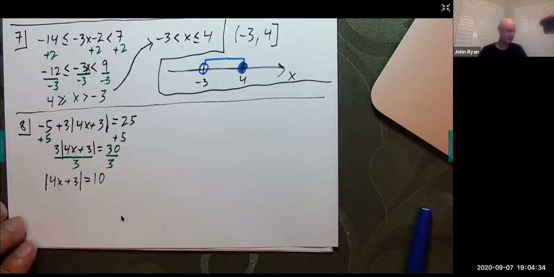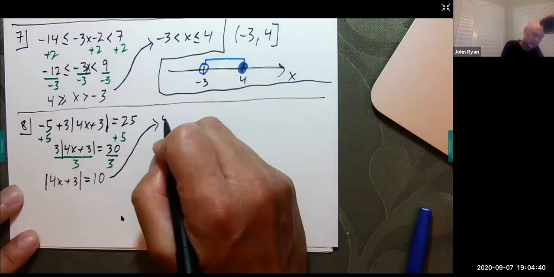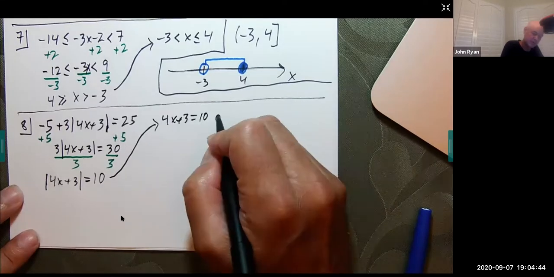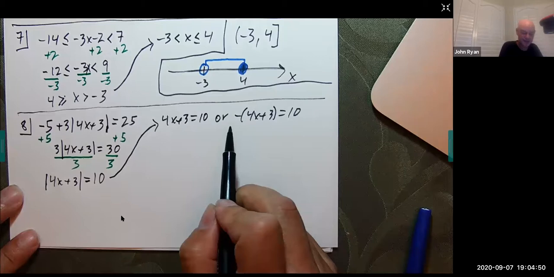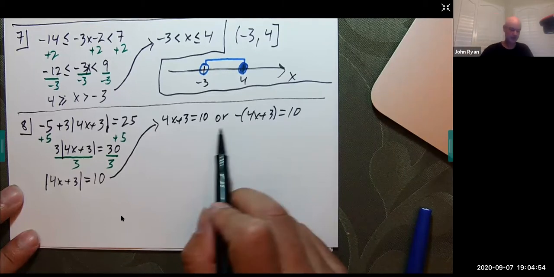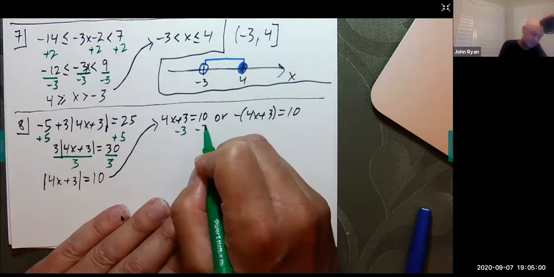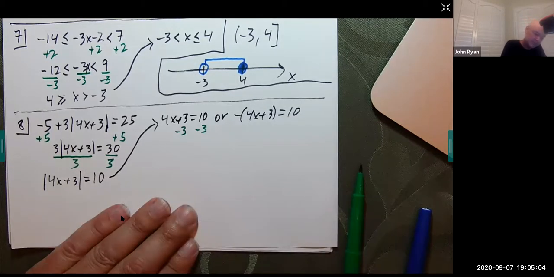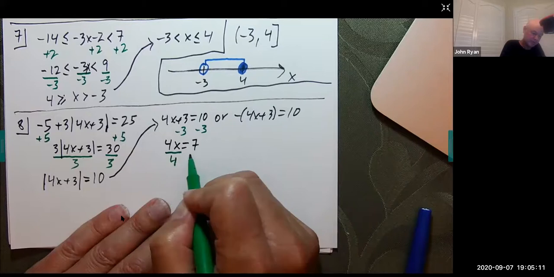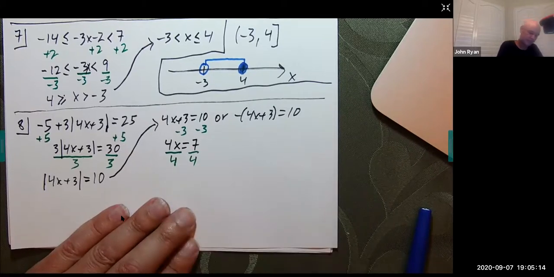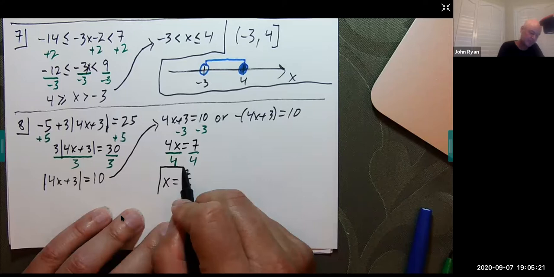Now, what that's going to do is that's going to split this up into 2 pieces. 4x plus 3 equals 10, or negative 4x plus 3 equals 10. Some teachers have the negative, they put it over there. I teach my students to do it this way. And I'm going to solve each one and I'll get my 2 answers. Subtract the 3 off and divide by 4. There's one solution.